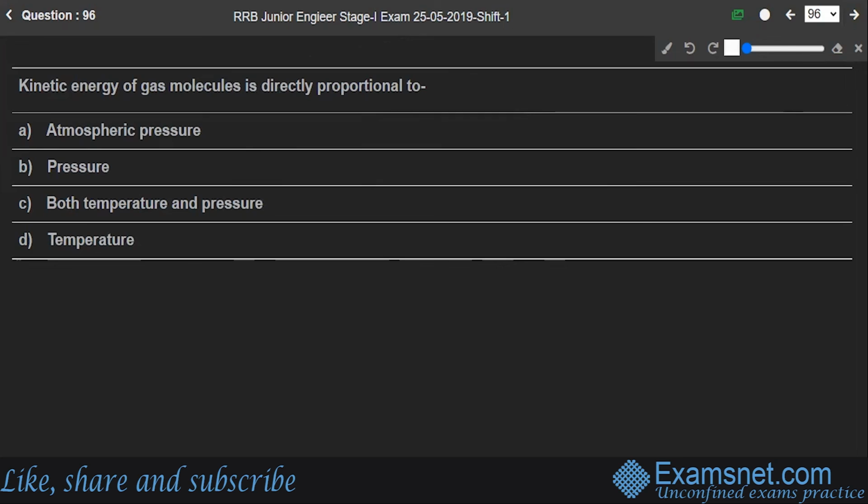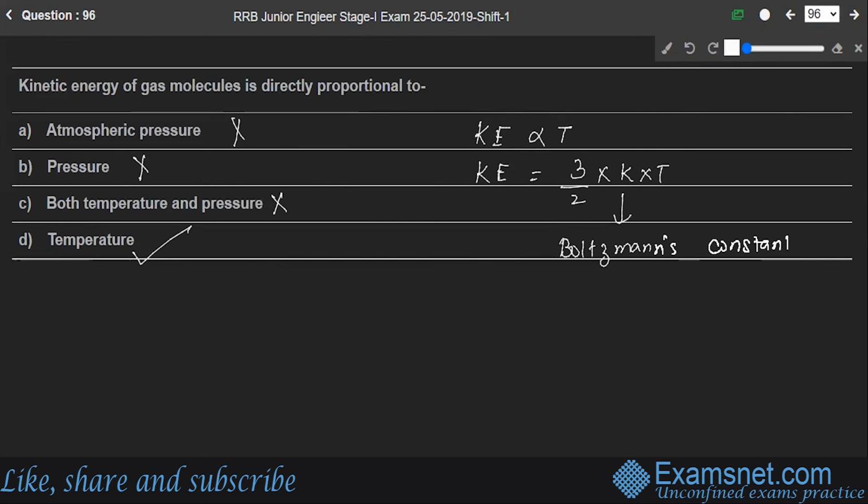Kinetic energy of gas molecules is directly proportional to atmospheric pressure? No. Pressure? Both temperature and pressure? No. It is directly proportional to temperature only. To write the specific formula, this is equal to 3 by 2 into K into T, where K is Boltzmann's constant. T is temperature in Kelvin.